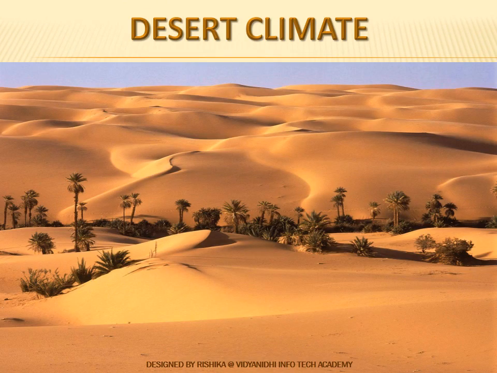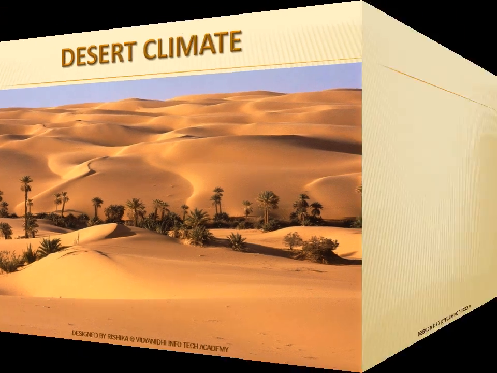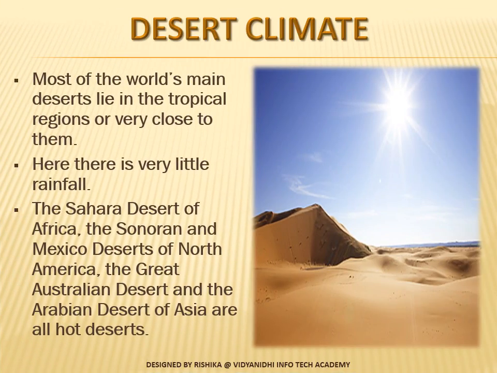Would you like to know about desert climate? Desert climate. Most of the world's main deserts lie in the tropical regions or very close to them. Here, there is very little rainfall. The Sahara Desert of Africa, the Sonoran and Mexico deserts of North America, the Great Australian Desert and the Arabian Desert of Asia are all hot deserts.